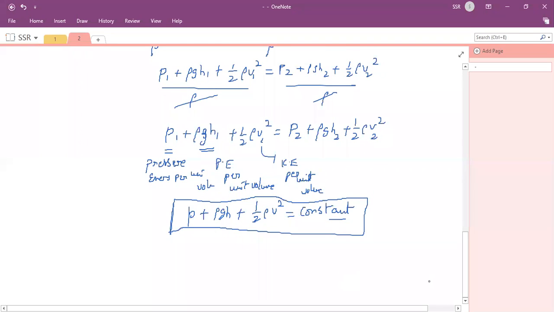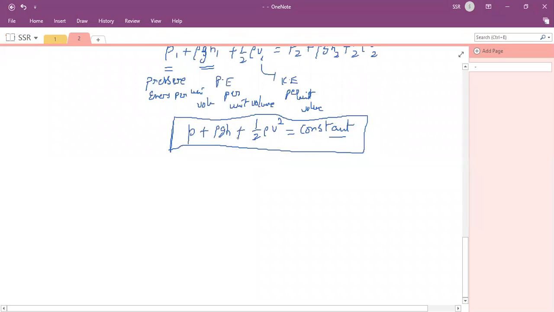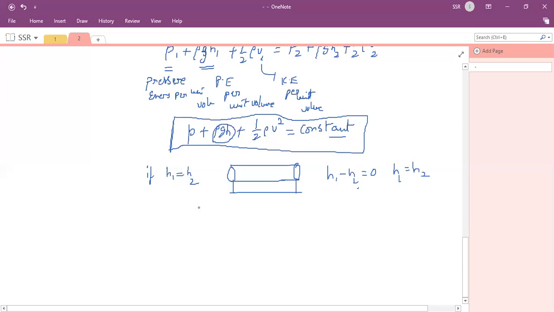Suppose there is a height difference H1 minus H2. Suppose H1 is equal to H2, that means the tube is at the same horizontal level. Then H1 minus H2 is equal to 0, that means there is no height difference. In that case, the work done by potential energy is 0, so rho g H will become 0. Then what is remaining? P plus half rho V square is equal to constant.